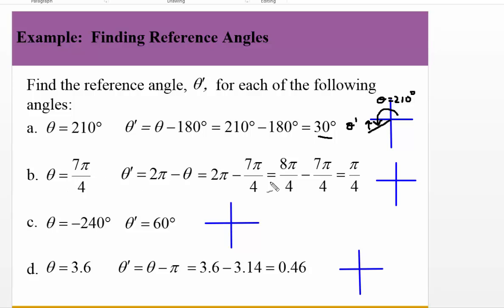Example B, if theta is 7 pi over 4, so we'll go ahead and draw that angle. Hopefully we're getting accustomed to drawing some of these angles in standard position by this time in the course, getting a good feel for things. Then theta prime would be this angle right here. So it would be this acute angle between the x-axis and the terminal side of theta. So I think you can see if you went all the way around, it'd be 2 pi minus 7 pi over 4 would get you pi over 4 for that one.